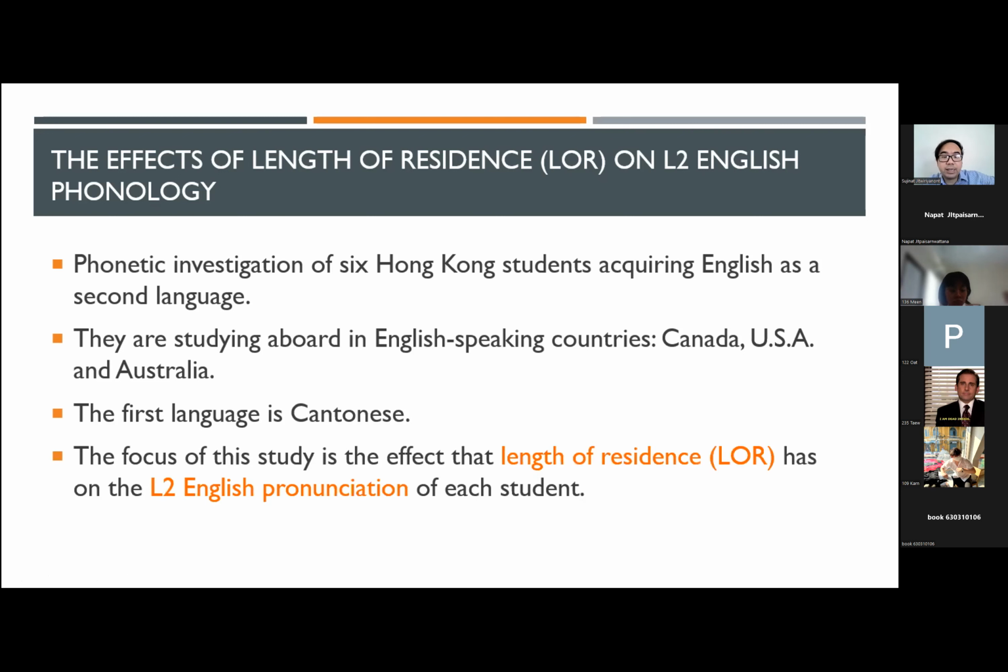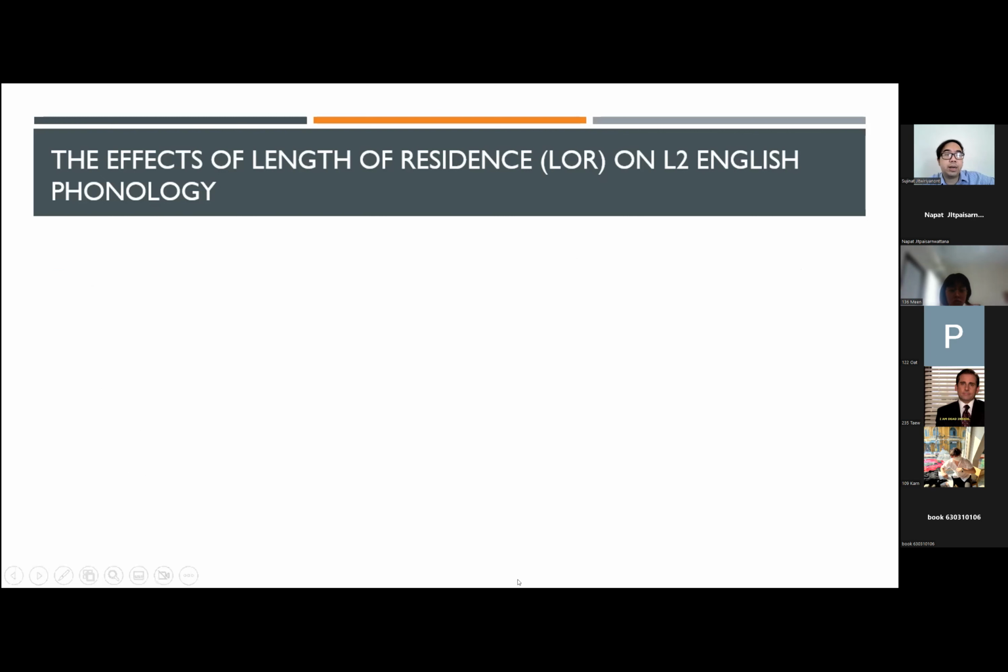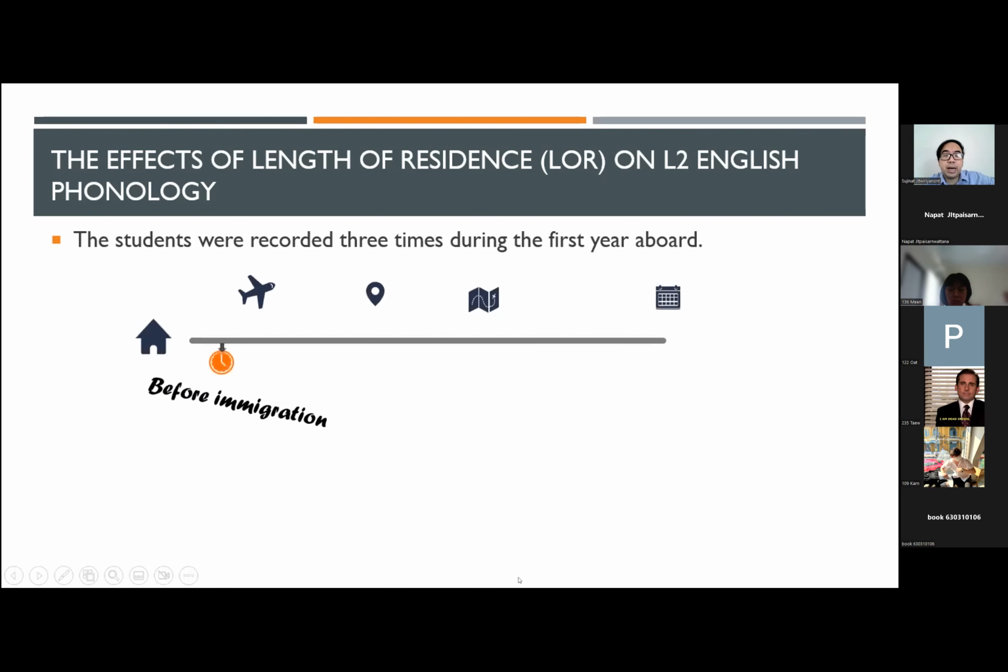The focus of this study is the effect that the length of residence has on the English pronunciation of a student. The students were recorded 3 times during the first year abroad. The first time is before immigration to an English-speaking country. The second time is at six months of studying abroad. And the last one is 1 year after the completion of the course.